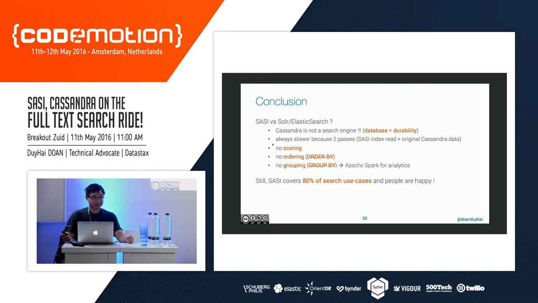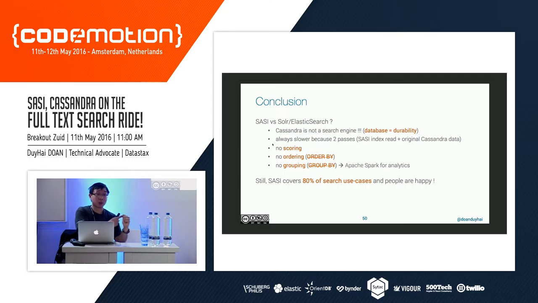The question, I would say, is how does this new index compare to a real search engine? Well, Cassandra is not a search engine. Cassandra is a database. And with this new index, we have search capabilities, but it is not a search engine. It will always be slower using this index than using Elasticsearch or Solr. Why? Because you have two read paths. First, you need to read the index file, and then you go back to the original data. With Elasticsearch or Solr, you are just reading the index itself. So it will always be faster with a real search engine.